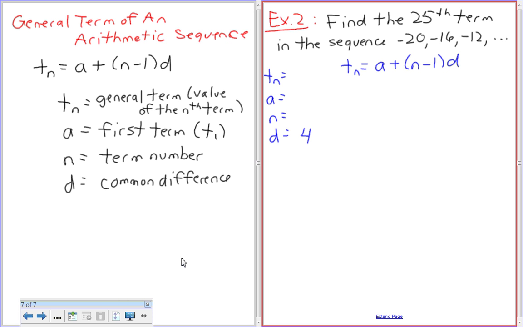Is there anything else we know? Negative 20 is what? The starting value here. Starting value is going to be that, okay? Logan, what else do we know? Okay. Yeah, so n is going to be 25 because we're looking for the 25th term.